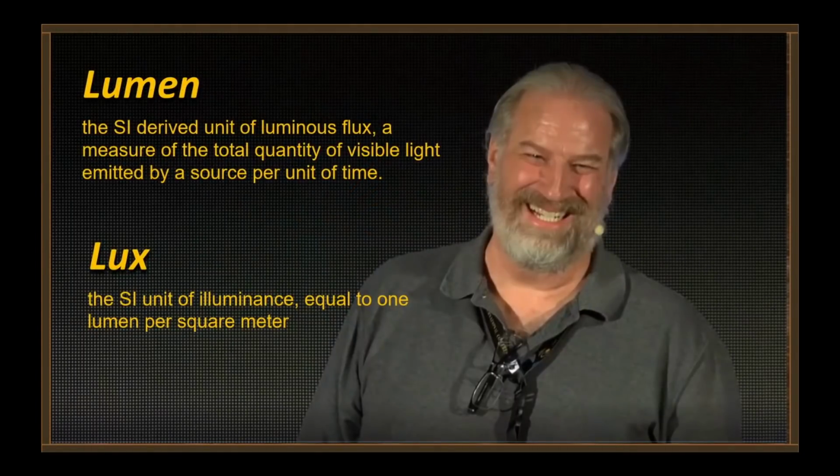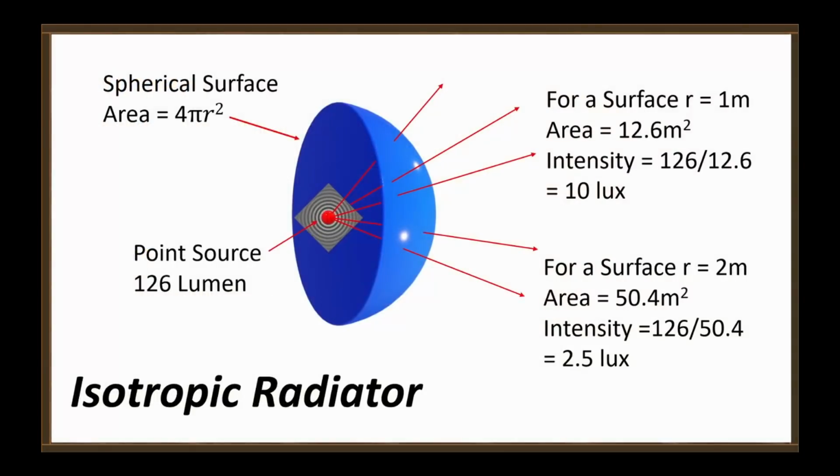The lumen is the SI-derived unit of luminous flux. It's a measure of the total quantity of visible light emitted by a source per unit time. Lux, on the other hand, is the SI unit of illuminance, or intensity if you wish, and it's equal to 1 lumen per square meter. Now going back to the previous diagram, we can think about a point source and a spherical surface surrounding that point source. The area of a spherical surface is 4 pi r squared. So let's take an example.